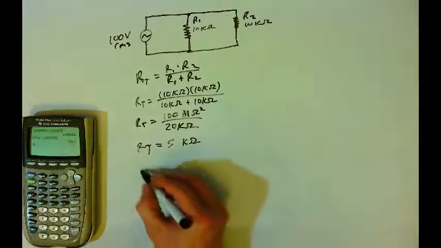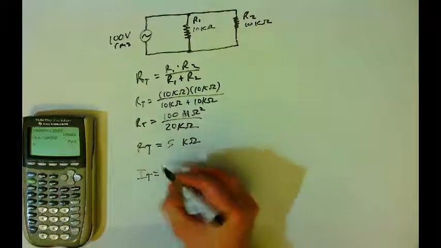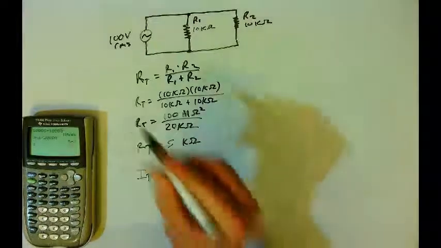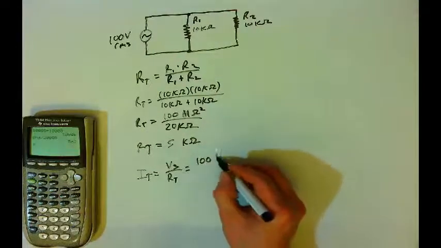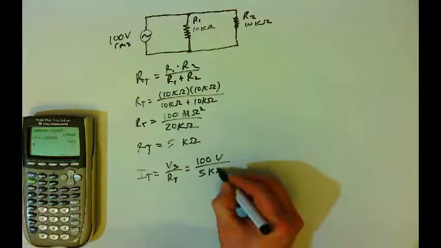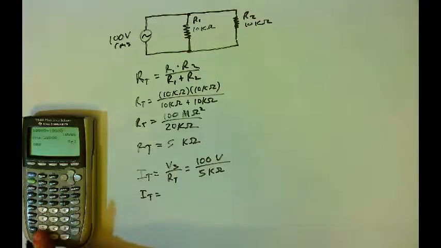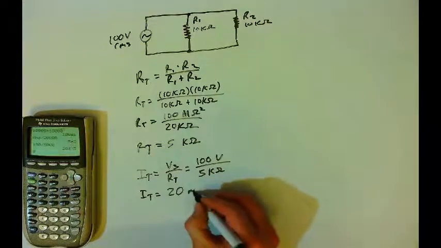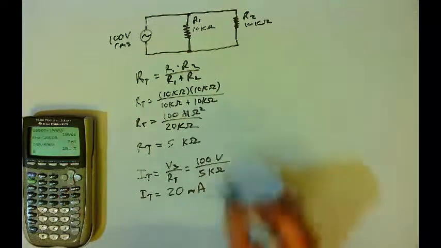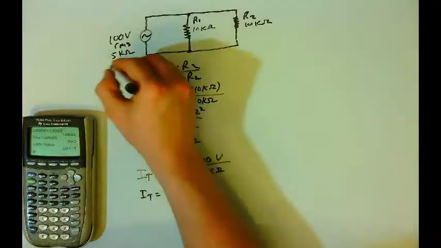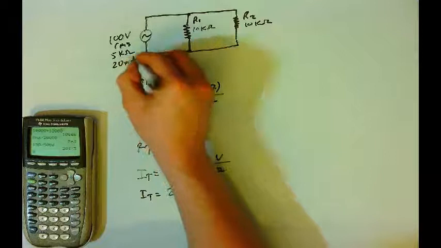And so now the next step is to find the total current, which will be the source voltage divided by the total resistance, source voltage in RMS value. So this will be 100 volts divided by 5 kilo ohms. And so the total current of the circuit will be 100 volts divided by 5 kilo ohms, which is going to be 20 milliamps. The total current in this circuit is 20 milliamps. And so the total resistance was 5 kilo ohms. Total current is 20 milliamps.